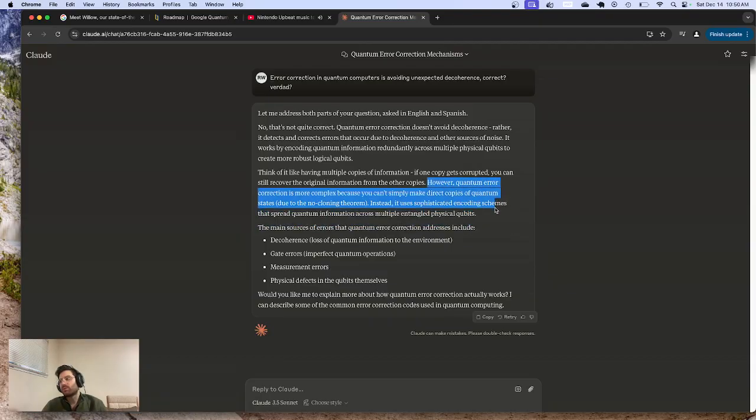If anything happened to them, they have a failsafe. I'm sorry, I'm so slow with words this morning. However, quantum error correction is more complex because you can't simply make direct conclusions, due to the no-cloning theorem.